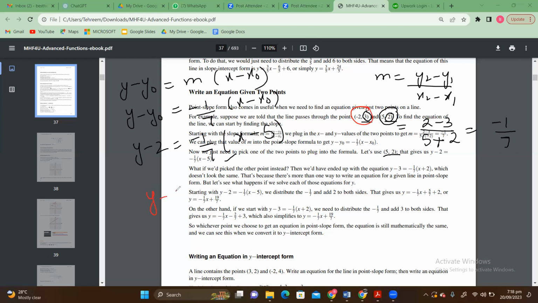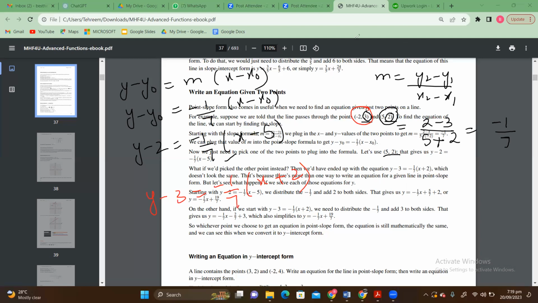So it would be y minus 3 equals -1/7 times (x plus 2). We have to take the other point, which doesn't look the same. That's possible. There's more than one way to write an equation for a given line in point slope form. But let's see what happens if we solve each of the following equations.